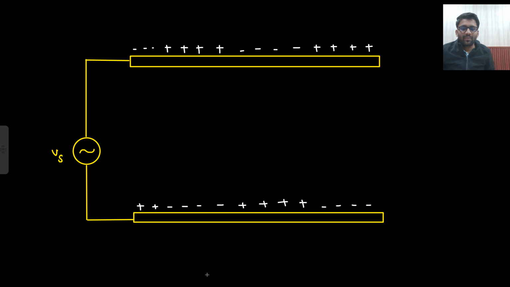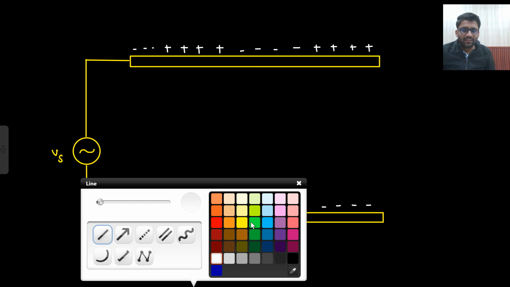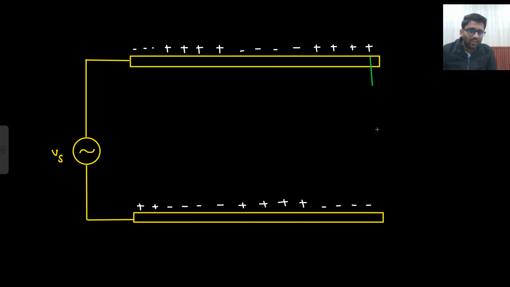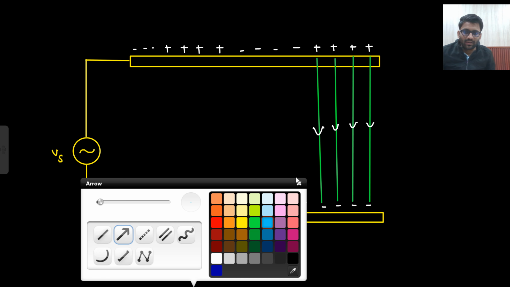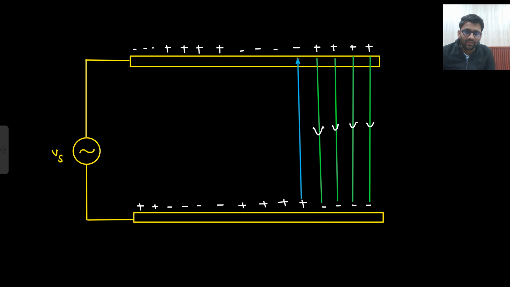So here now what will happen? Positive, negative is there. That means there will be electric field lines. From positive to negative, there will be electric field lines. There will be electric field lines which are having direction downward. Now here there will be electric field lines having upward direction.